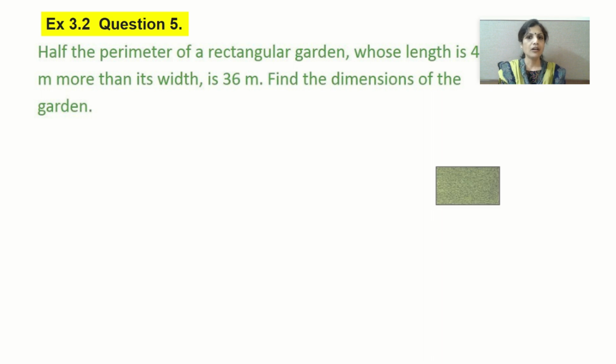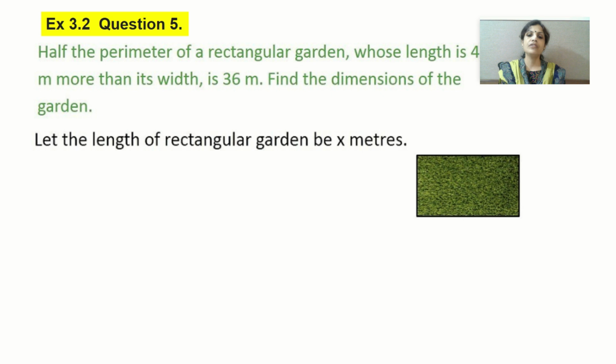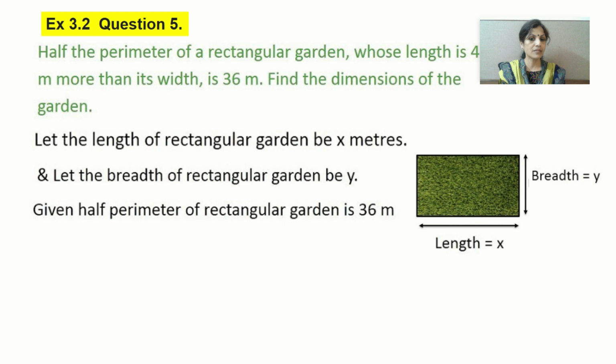So a rectangular garden, and since we are not given the dimensions, we will consider the length of the garden as x meters. So this is x, and the breadth of the garden is y meters. So this is y. Now what is the condition? Half the perimeter of rectangular garden whose length is 4 meter more than its width. So how will we write? Half the perimeter of rectangular garden is 36 meter.